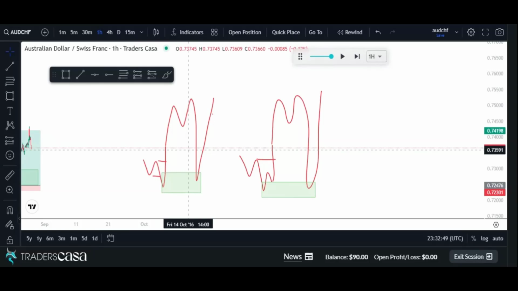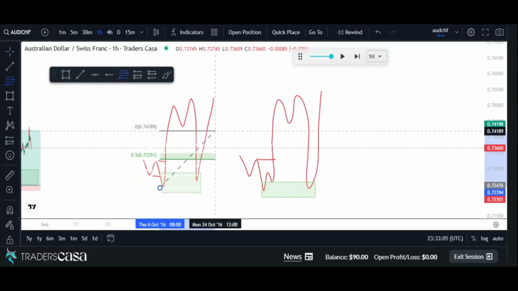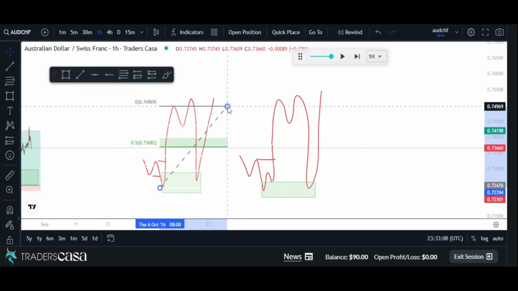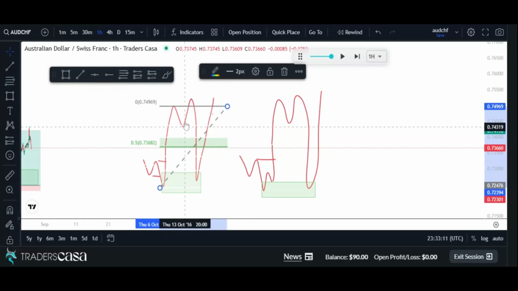Number one is that a breaker block that has an inducement, this inducement right here, should not be inside 50%. When you use your Fibonacci and measure from here to here, let this breaker block not be inside 50%. If the inducement of this breaker block is inside 50% here, then know that this breaker block is invalid.